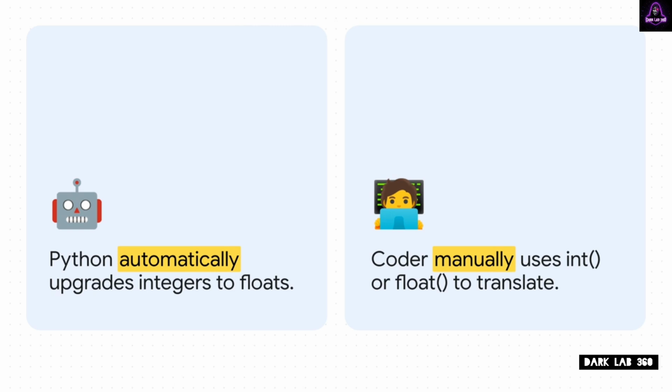Like if you try to add the actual word to a number. That's a no-go. That's where explicit typecasting comes in. As the coder, you have to manually act as the translator, wrapping your data in functions like int, float, or string to force that translation to happen.